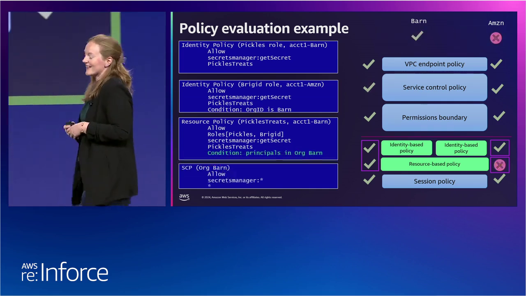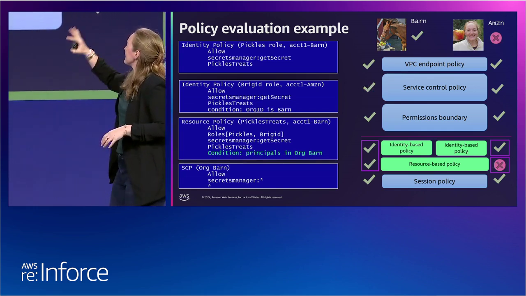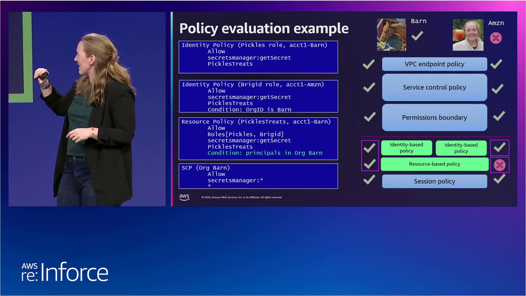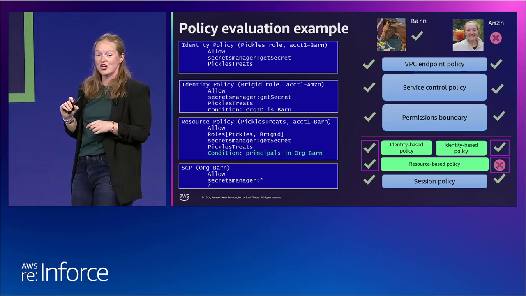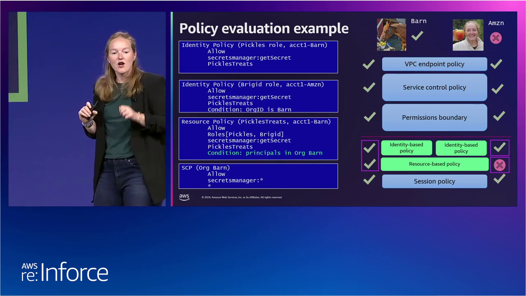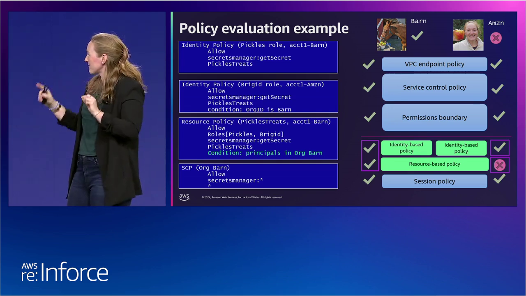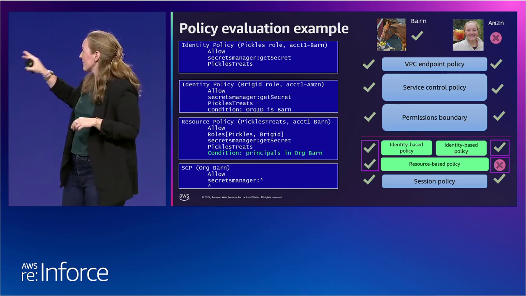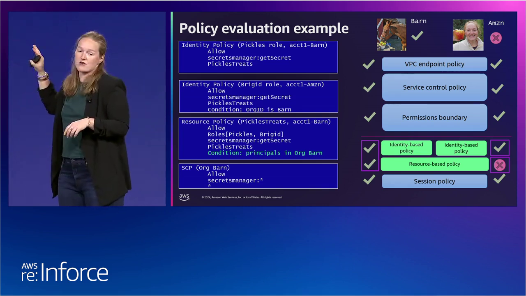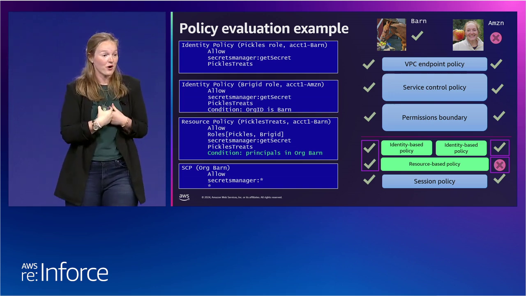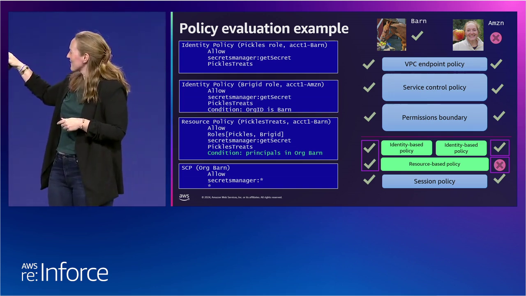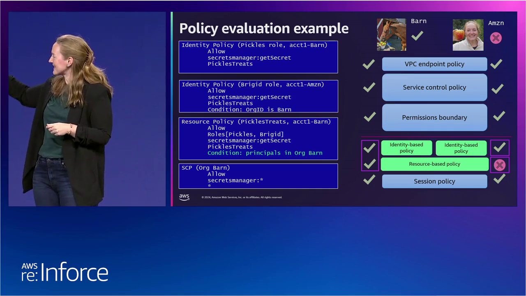All right, let's change it up a little bit. Same thing, Pickles has access from a role policy. Bridget has access from a role policy. The resource policy has changed, and it has now said only allow Bridget and Pickles access, but only if we have a condition, the principals are in the barn org. I don't live at a barn. I don't work at a barn. I work at Amazon. So, okay, I'm going to bust there.